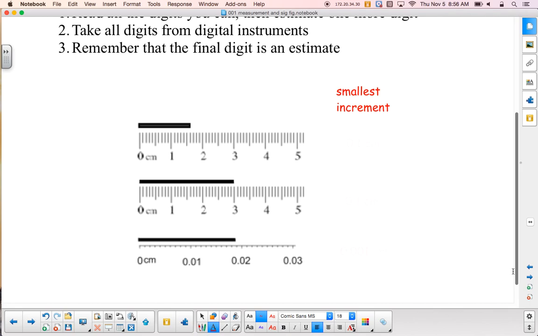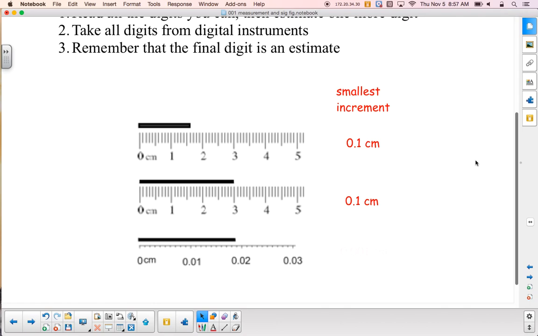Let's start by looking at 3 rulers. The first thing you have to identify when you're looking at any device to take measurements is the smallest marked increment on the device. In the case of this first ruler, I have labels every 1 centimeter, but my smaller increments are these smaller tick lines right here. Each one of those increments represents 0.1 centimeters. The second ruler is identical to the first ruler, so again, each small increment represents 0.1 centimeters.